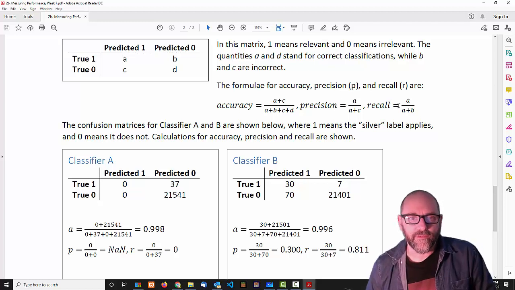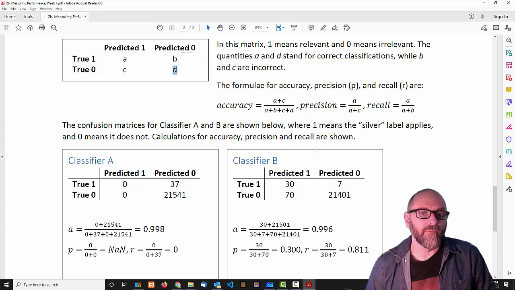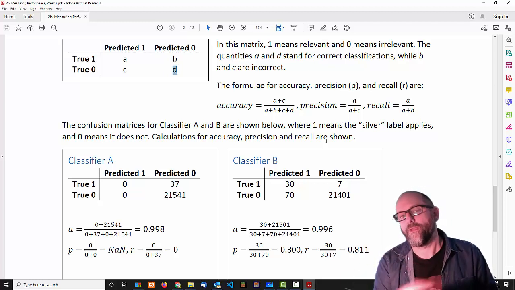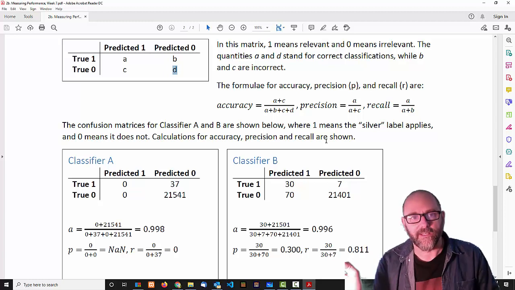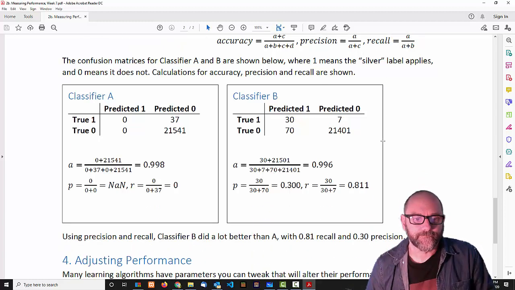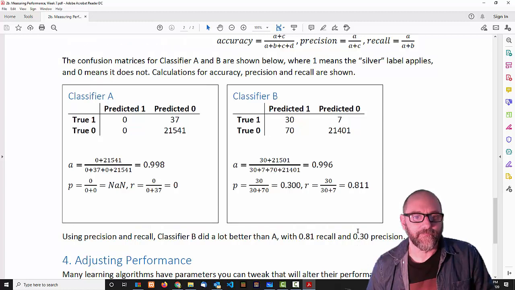Precision and recall, the one big thing to notice about them is that they ignore this. They ignore the case that's really easy to do well on, which is the case where you correctly predict that it doesn't belong in the class. Because so many of them don't belong in the class, it's really easy to get that number good. So we ignore that for precision and recall. Okay, so by these measures, classifier B did a lot better than classifier A.